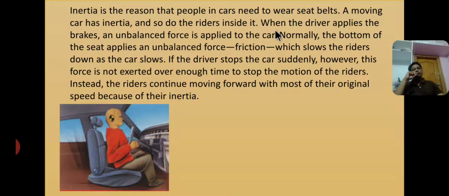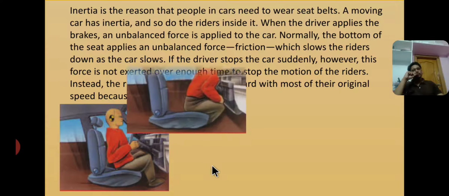When the driver applies the brake, an unbalanced force is applied to the car. Normally the bottom of the seat applies an unbalanced force, friction, which slows the riders down as the car slows. If the driver stops the car suddenly, however, this force is not exerted over enough time to stop the motion of the riders.